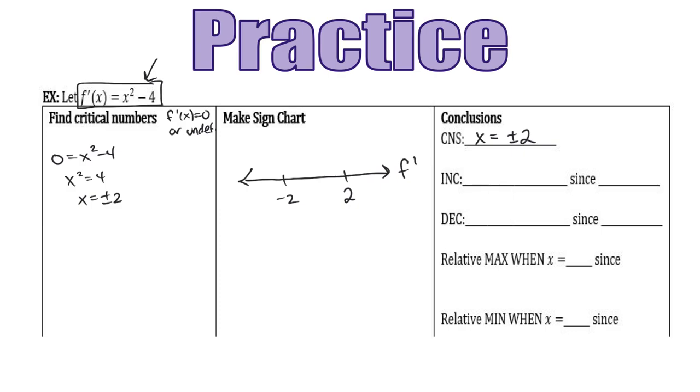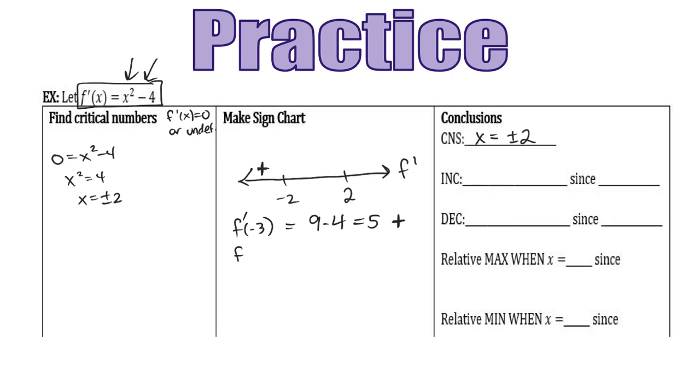What's a friendly number, a number that's nice to plug in that's smaller than negative 2? So maybe something like negative 3. And we're going to plug this into our derivative. So if I plug this into this derivative up here, negative 3 squared is 9. 9 minus 4 is 5. I actually don't really care that it's 5. All I care is that that number is positive. So I'm going to go to my sign chart. I know every number smaller than negative 2 will give me an output in the derivative that's positive.